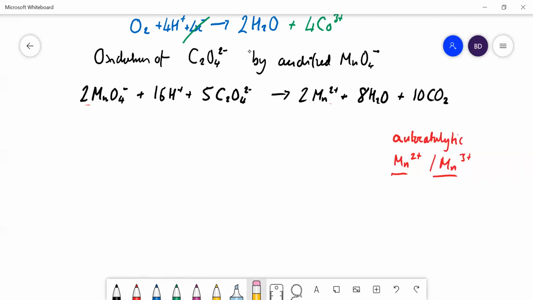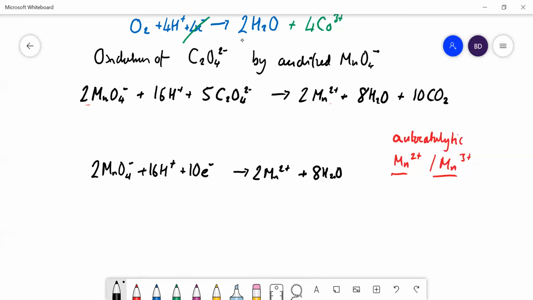So the two half equations are, you're going to have 2 MnO4- goes to 2 Mn2+. So we're going to need to balance oxygen, so we need 8 H2O on that side, and that means we need 16 H+ there. Balance your charges, and you'll find you're going to need 10 electrons there, 10 e-.